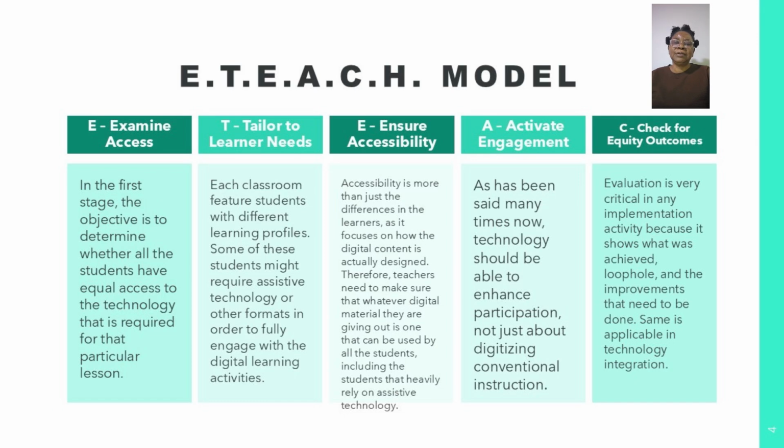My E-TEACH model. E. Examine access. In this stage, the objective is to determine whether all the students have equal access to the technology that is required for that particular lesson. T. Tailor to learners' needs. Each classroom features students with different learning profiles. Some of these students might require assistive technology or other formats in order to fully engage with the digital learning activities.